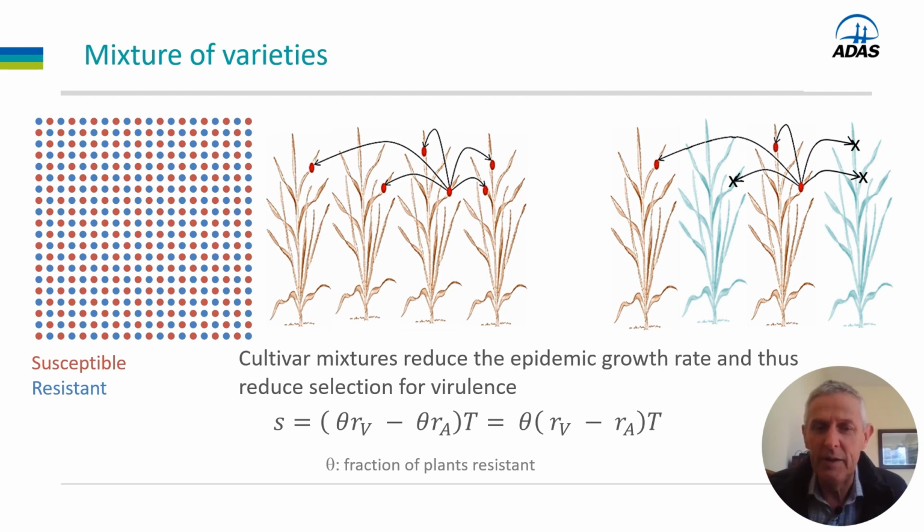One is that the fraction of plants resistant in the blend has a key effect on the evolution of virulence. And secondly, the time over which the selection happens is determined by the time over which the disease resistance gene is expressed in the plant, and the plant is subjected to infection pressure. And we'll see the implications of this a bit later on.